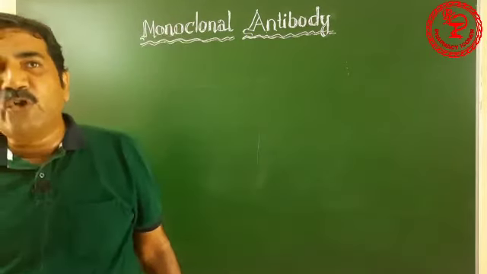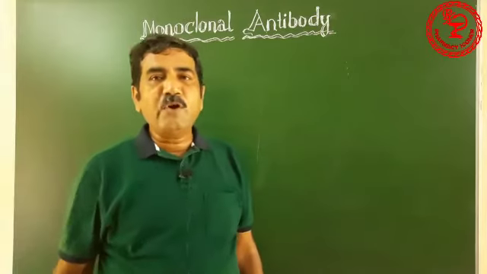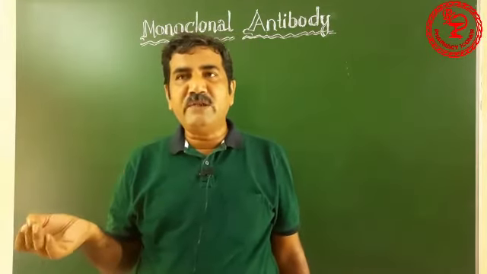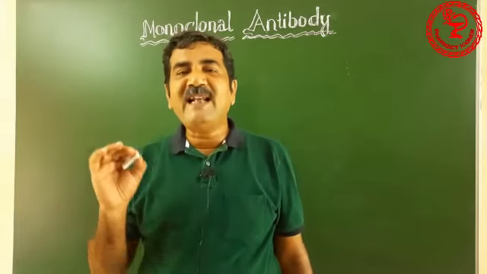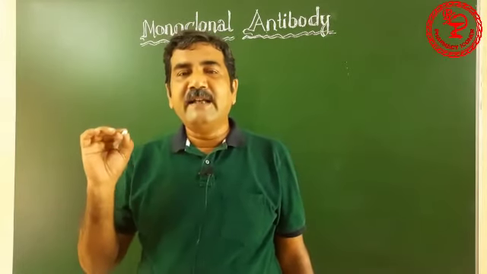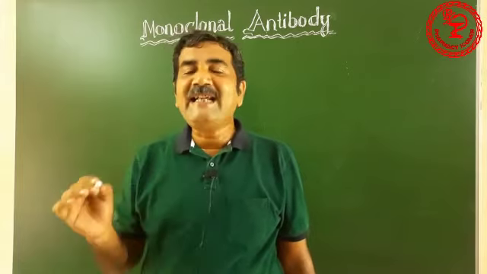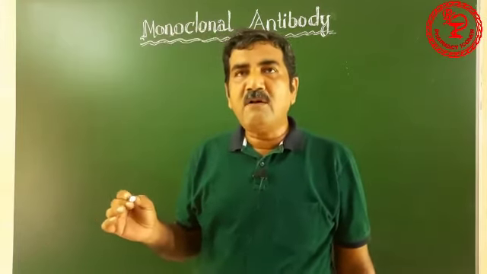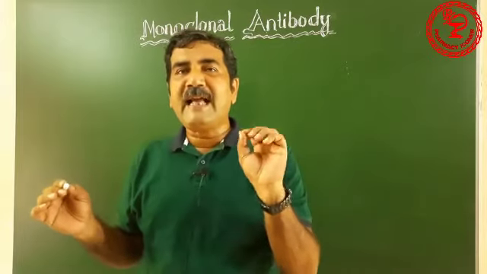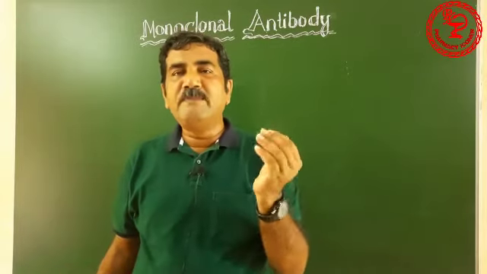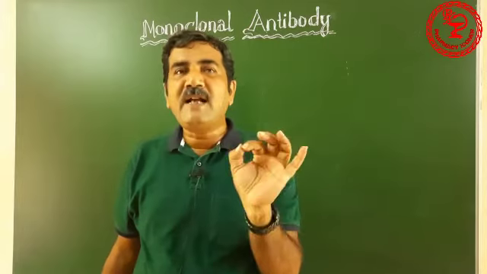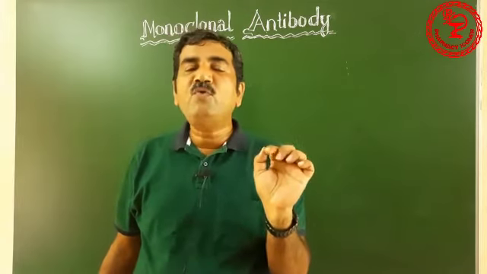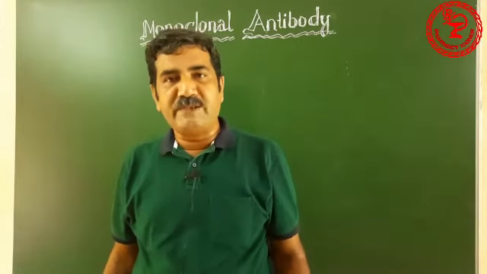Now, what is monoclonal antibody? Monoclonal antibodies are those antibodies which specifically recognize an antigenic determinant. These antibodies, as I told, are very much specific. They can recognize a small chain of 5 to 20 amino acid sequence.